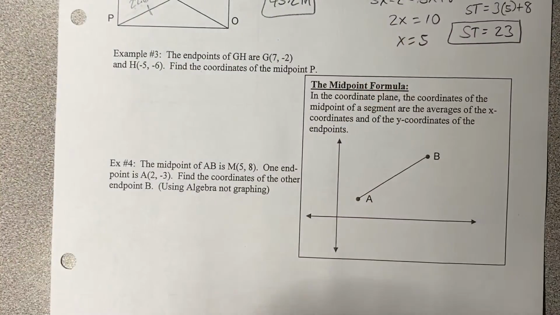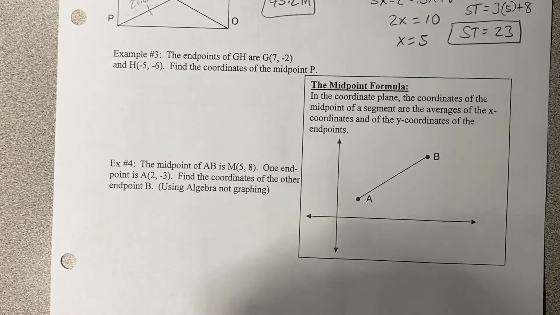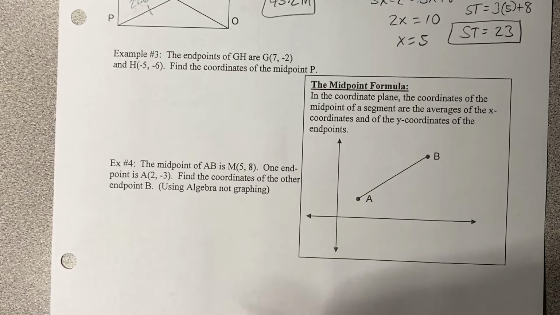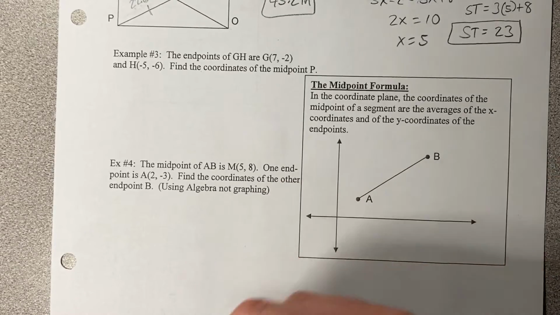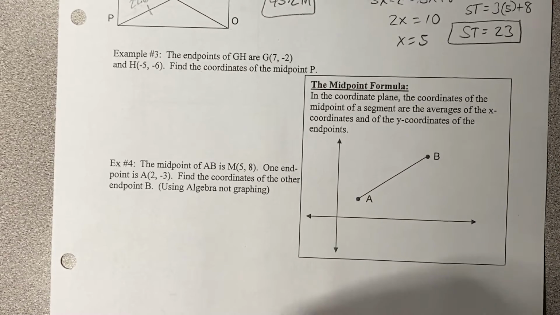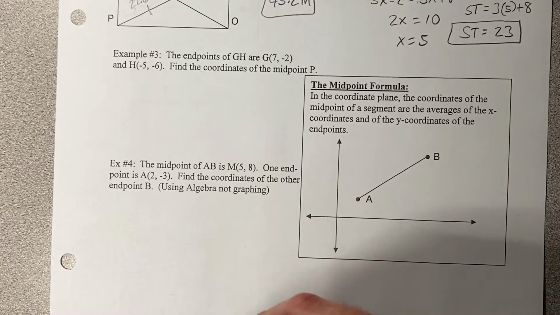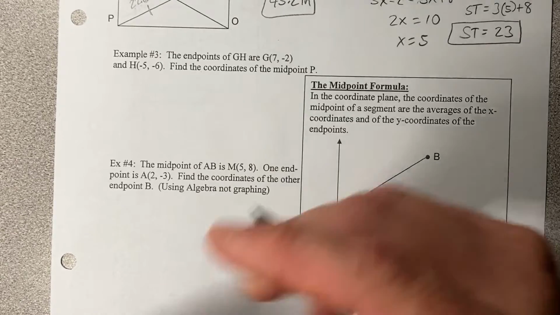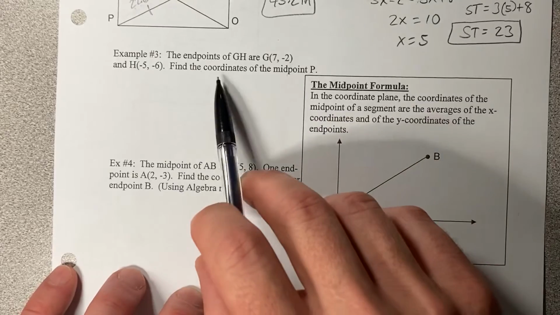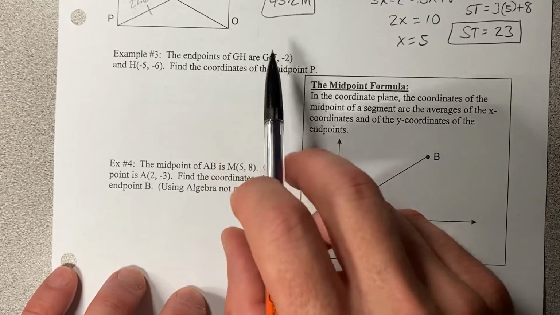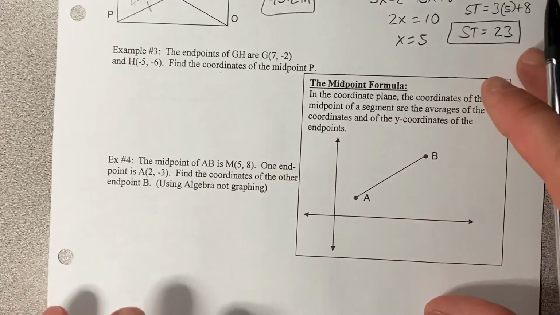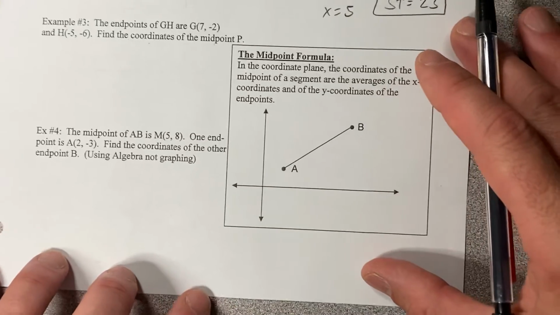The endpoints of GH are G at 7, -2, and H at -5, -6. It's going to ask us to find the coordinates of the midpoint P. Well, this is asking us something different than what we were talking about. It does mention the midpoint, but it's asking us for coordinates, and we don't have experience with that. So that leads us to a new relationship here.